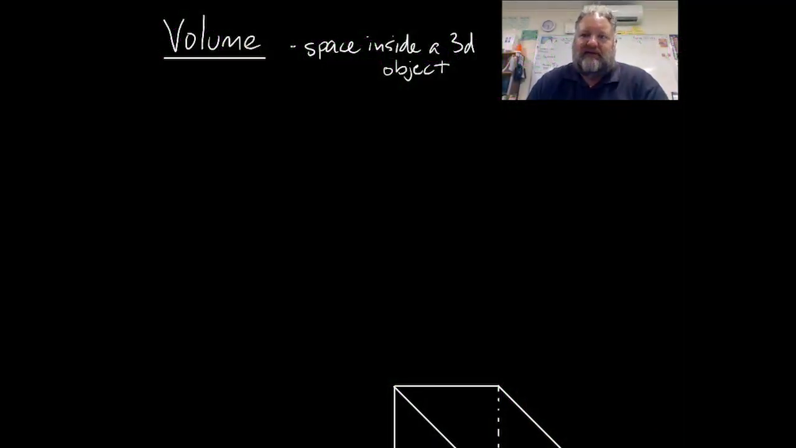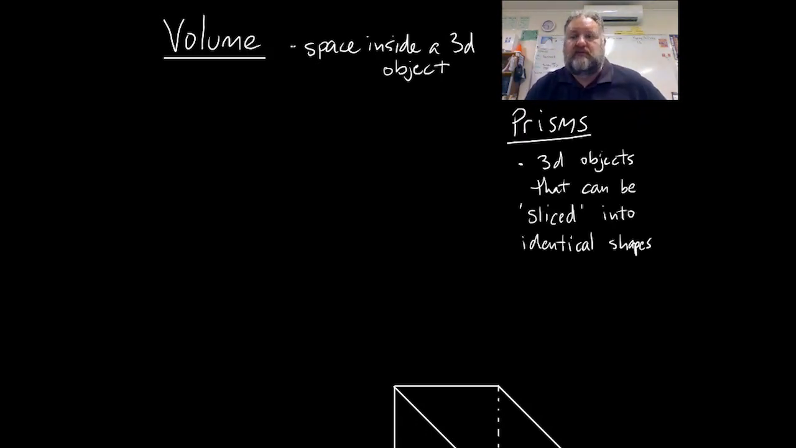Okay, I'd like to start talking about volume, which is where we're headed next. You'll notice that, of course, a volume is the amount of space inside a three-dimensional object. But what is a three-dimensional object? And that's where I want to start talking now. So the first type of 3D shape I want to refer to is something called a prism. Now, prisms are objects that can be sliced into identical shapes.